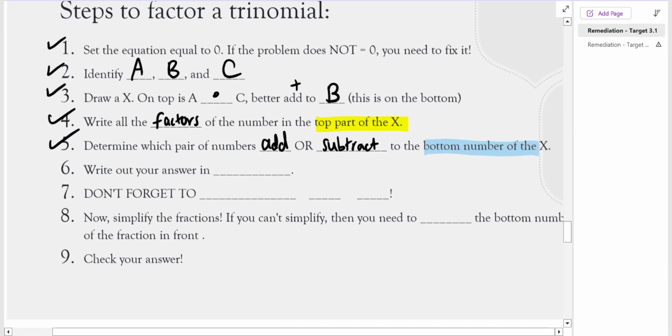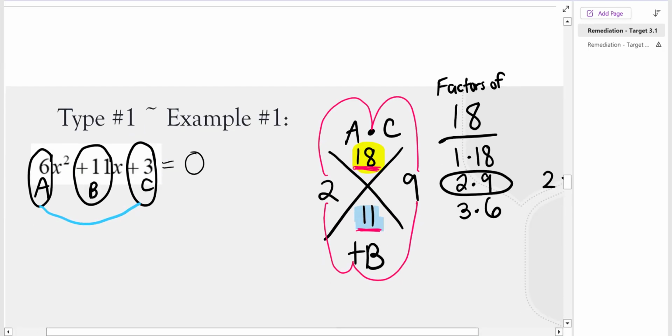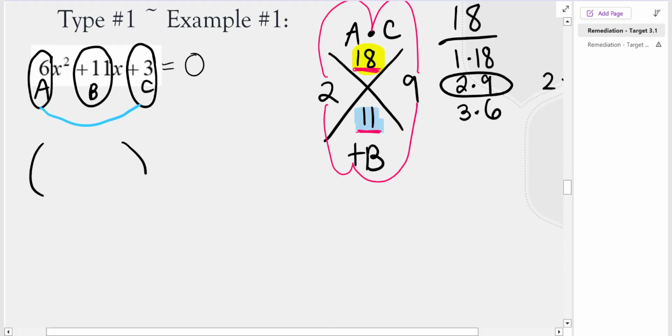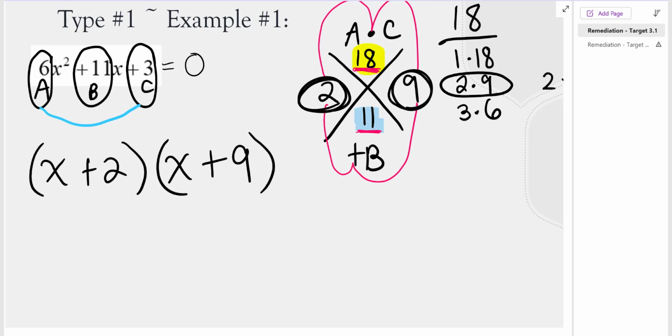So that was step number 5. Now we're on step number 6. Write out your answer in 2 sets of parentheses. I'm going to go back. So I'm going to write 2 sets of parentheses and write my answer. So in this problem, we're using the variable x. So we have to put x here. And then we're going to put positive 2 and then positive 9. Okay, so I got these answers from over here.